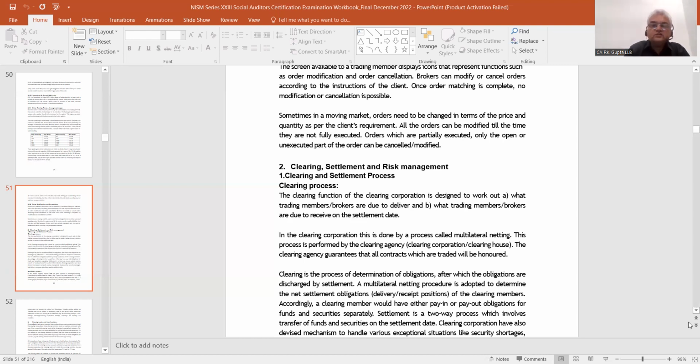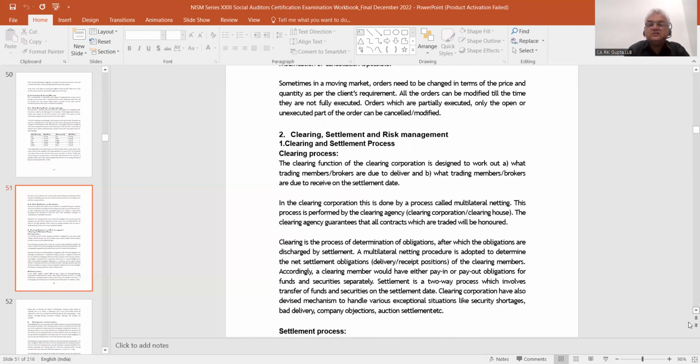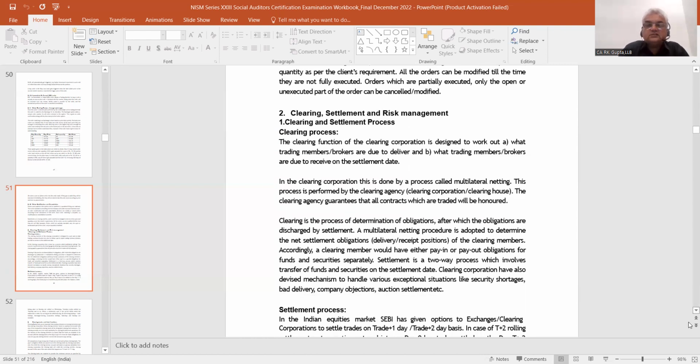So the clearing corporation has also devised mechanisms to handle various exceptional situations, like suppose security shortage is there, bad delivery is there, then company objections or auction settlement. So can anybody tell me what could be the company objection? Because there are regulations in the market. So at times the company objects that, okay, this person wants to buy, but we don't want to sell to this person. So company objections could be there because he may be trying to acquire the company, and then substantial acquisition and takeover regulations come into play.